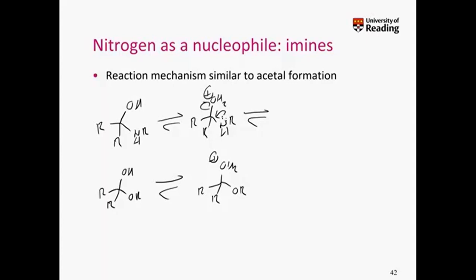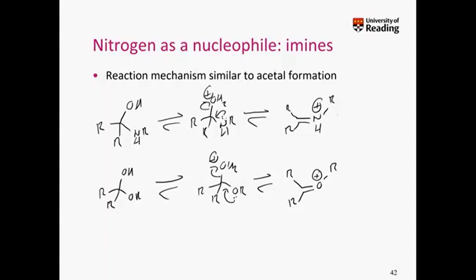And that's going to leave us with our iminium cation. And in this example, we're going to use the lone pair of the oxygen to form our carbon-oxygen double bond. And again, we're going to kick out water. And you can see both of those things look very similar.